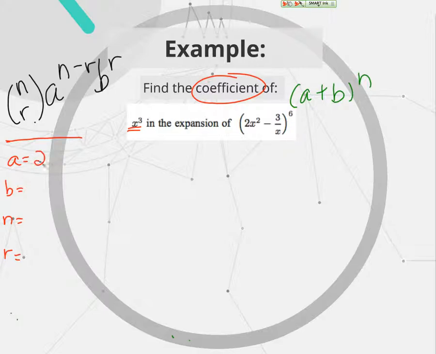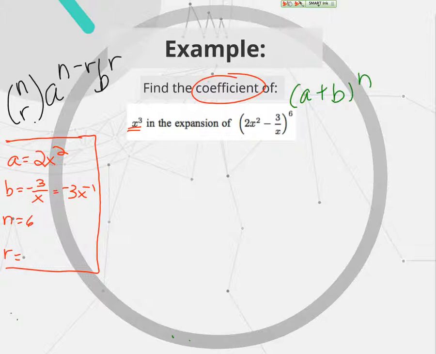Did everyone pick out 2x squared as a? Negative 3 over x is b. And then what we can do is change that to negative 3x to the negative first power. I do think it's going to help us save a step later if we take that step right now. What's n? 6. And the big problem is we don't know r. Right now, we don't know if x cubed is going to be the first term, the fifth term. We don't know where x cubed is going to be, so we can't figure out what r is yet.